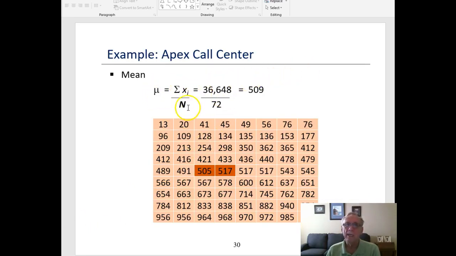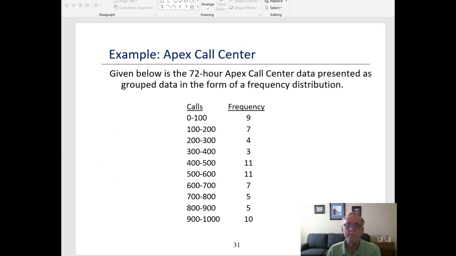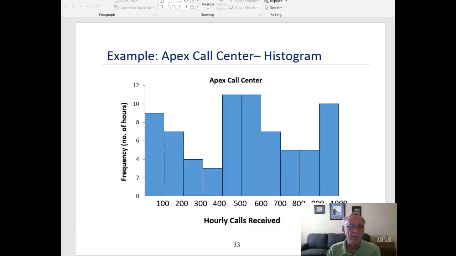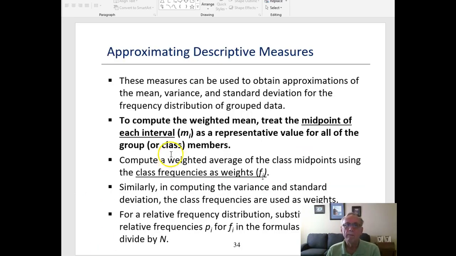So the mean, again, of the call center, total population, large N, divide by 72. Here's your call center distribution with the frequency. Another common graphical representation is a histogram. This becomes the histogram. To compute the weighted average, treat the midpoint of each interval as the representative value for all of the group or the class.